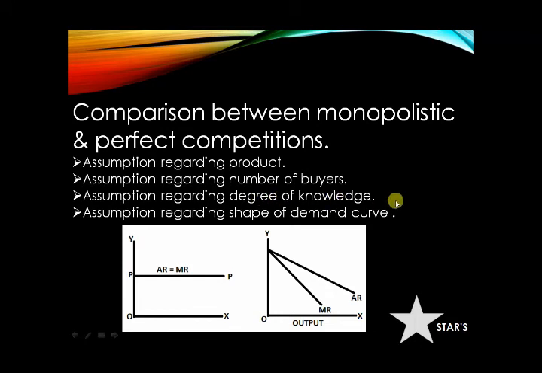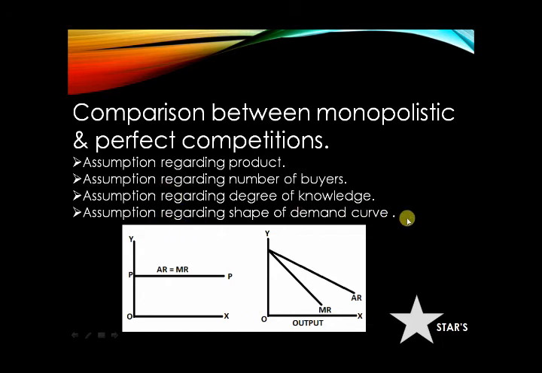Assumption regarding degree of knowledge. Under perfect competition, it is assumed that buyers and sellers have perfect knowledge of the market condition. On the contrary, buyers and sellers under monopolistic competition are not fully aware of the market condition.